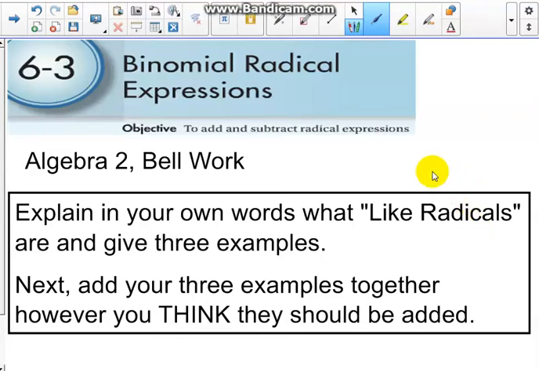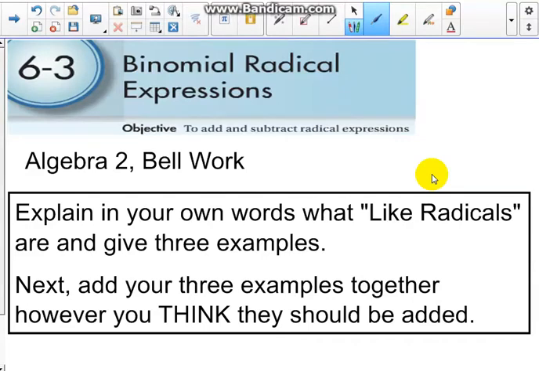Hi, this is Mrs. Downey and this is Algebra 2. Today we are doing Chapter 6, Section 3, Binomial Radical Expressions. Our objective today is to add and subtract radical expressions.